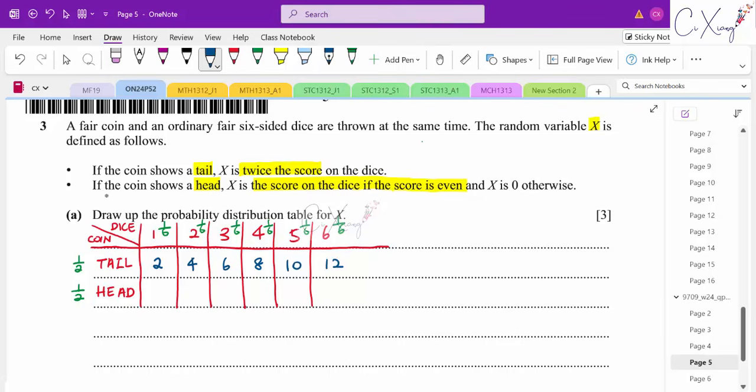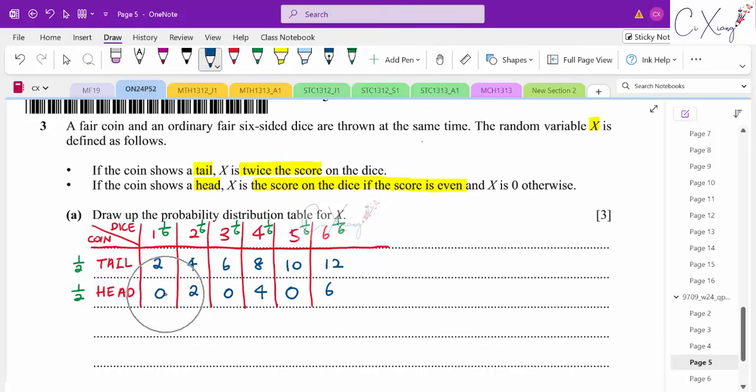Okay, then let's say the coin shows the head. X is the score on the dice if the score is even. So if I got the head for the coin, then when the score is even, it is equal to that particular score. If I throw a dice and it is a 2, you should get a 2 here. If you throw a 4, you get a 4 here. If you throw a 6, the score is a 6. Then X is 0 otherwise, which means if you have an odd number, then all these are 0 when the coin is a head. So all the blue color numbers here are the values of X.